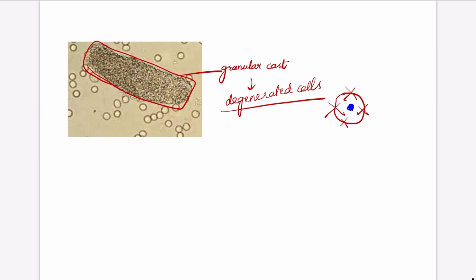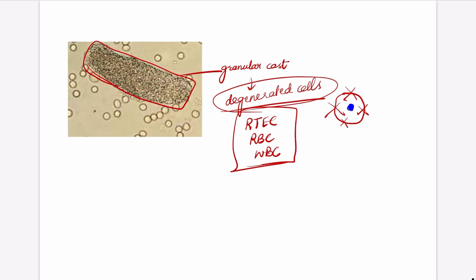So it indicates degenerated cells, which can be renal tubular epithelial cells or RBCs or WBCs, whatever it could be. So we cannot come to a conclusion what kind of cells are passing out, and hence we order a fresh urine sample. Why are there degenerated cells? Whenever this cast has been staying for a long time in the renal tubules, its cells undergo degeneration and stay stuck there. So we cannot conclude which kind of cells are being passed out, so we order a fresh urine sample.